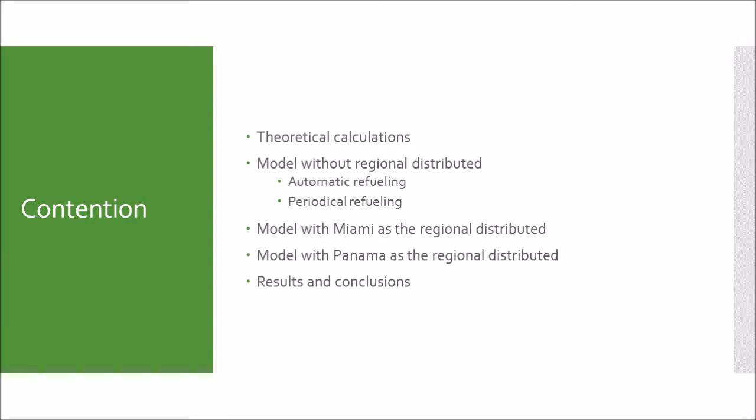For the project, we decided to divide the problem in different scenarios. First is the one without a regional distribution, and this is with two different kinds of refueling. It's the automatic when the level of the inventory is less than one specified, and the other is in a periodical time.